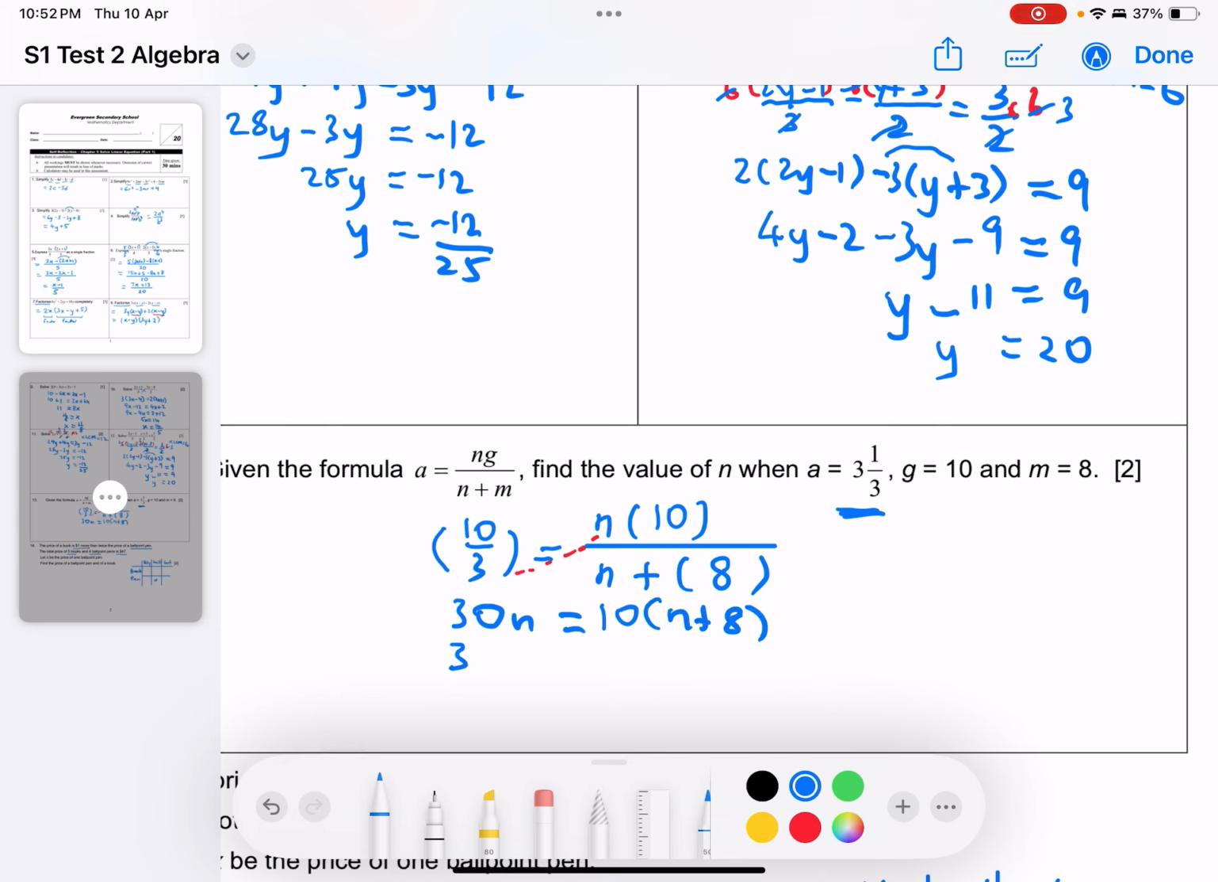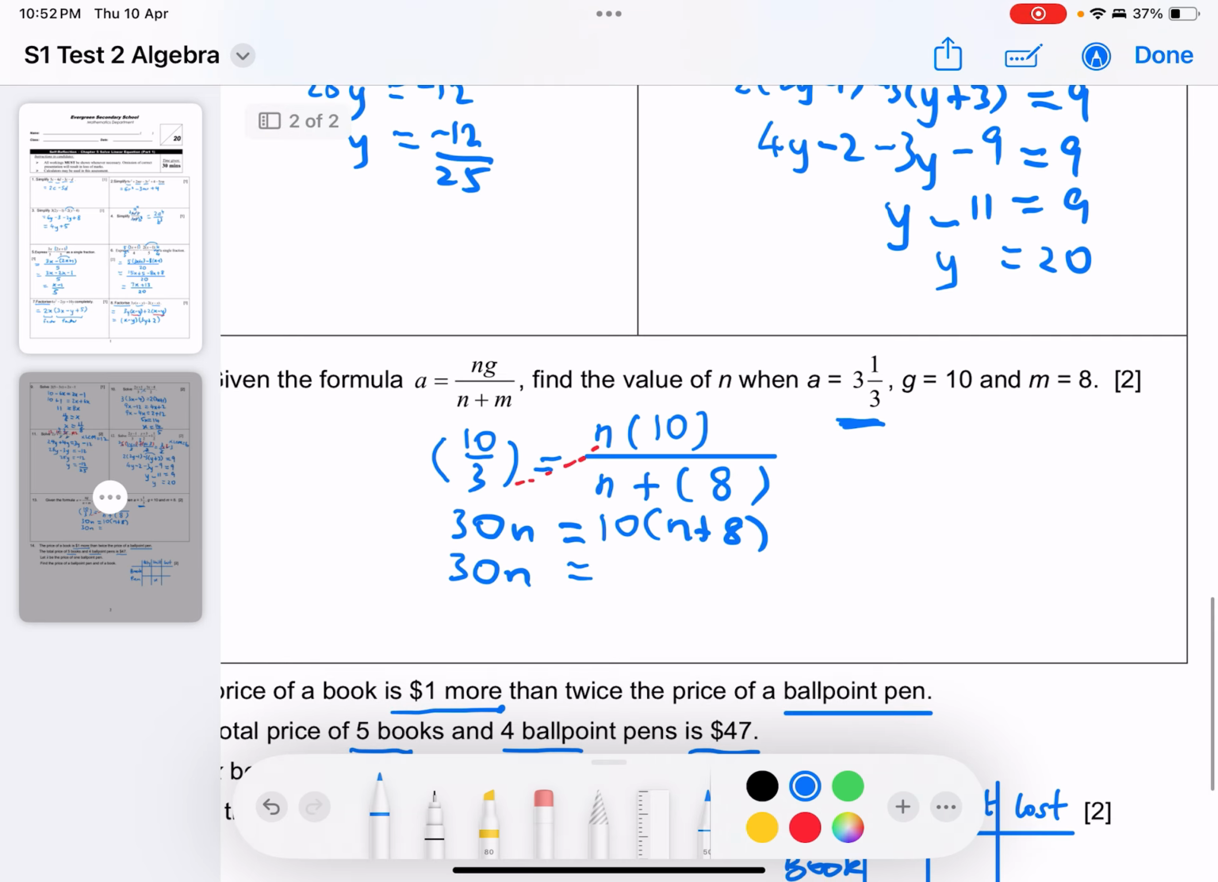Okay, open up. 10 times n plus 80. So 10n, we have to collect all the n terms together. So it's plus, we bring over is minus. So 30n minus 10n is 20n. And 20 is multiplied, so we divide. So the answer is 4.